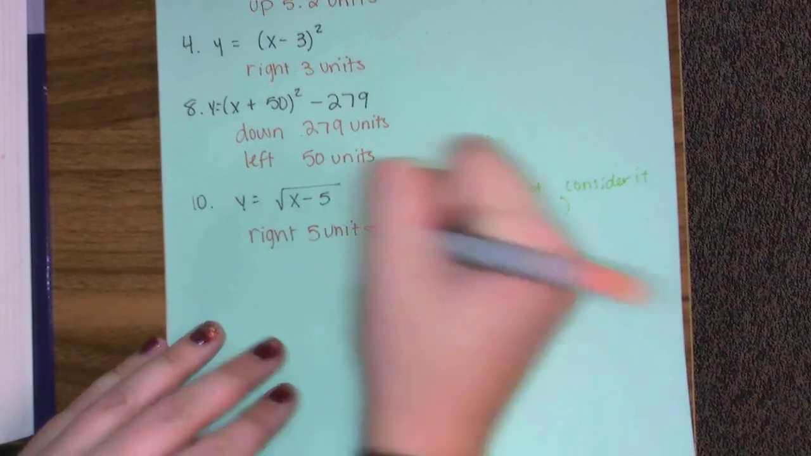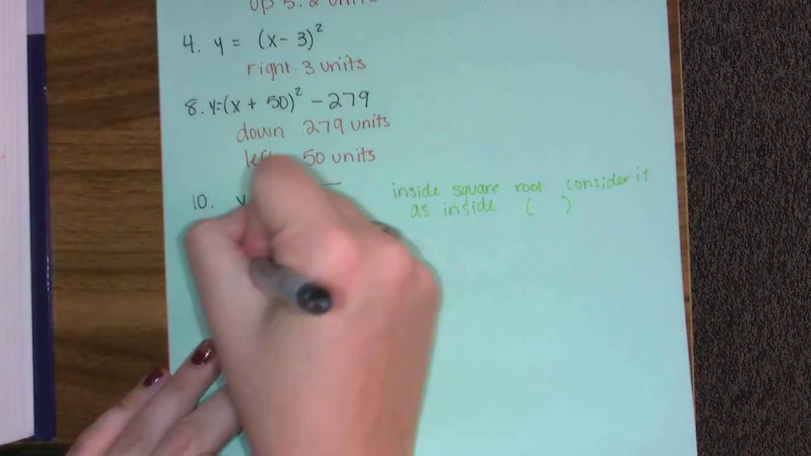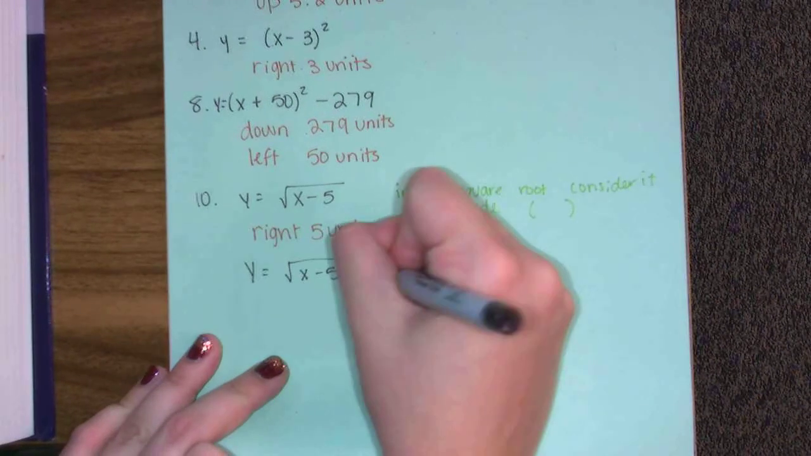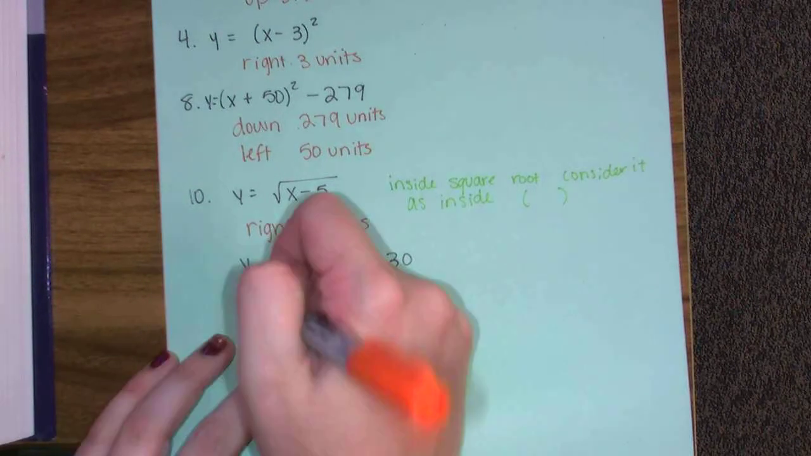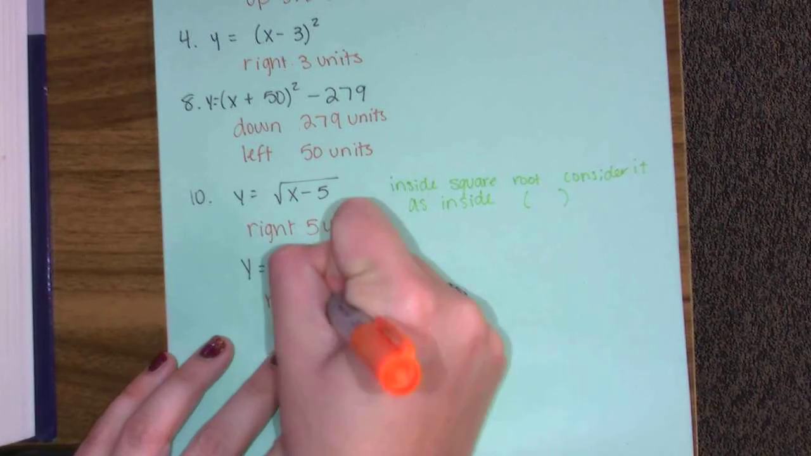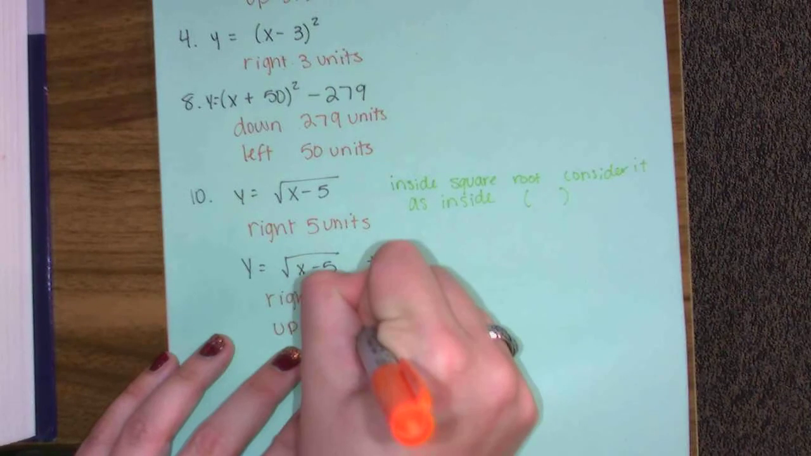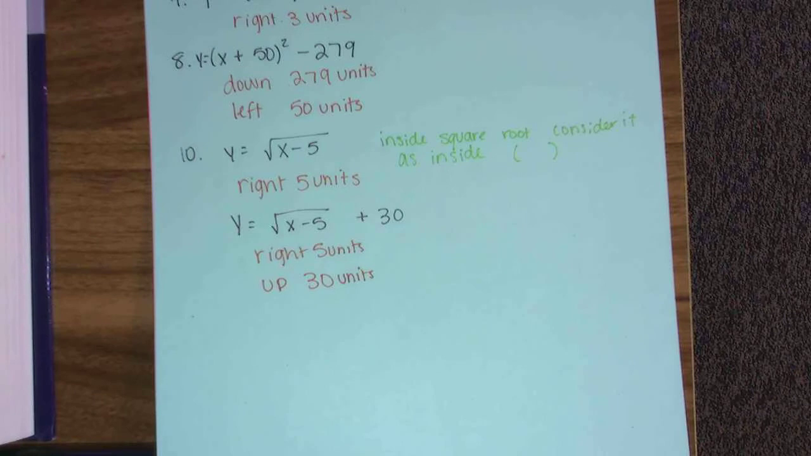If we were to modify this one to be y is equal to the square root of x minus 5 plus 30, then we would have it being right 5 units and up 30 units. So outside the square root, it's still going up and down. If it's inside the square root, it's your right and left shift.